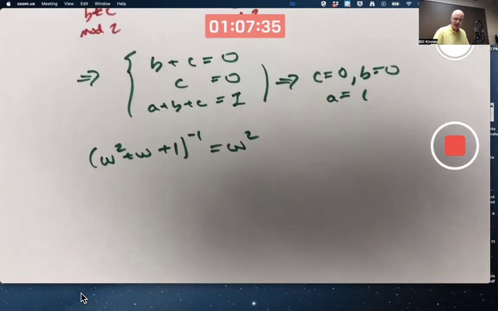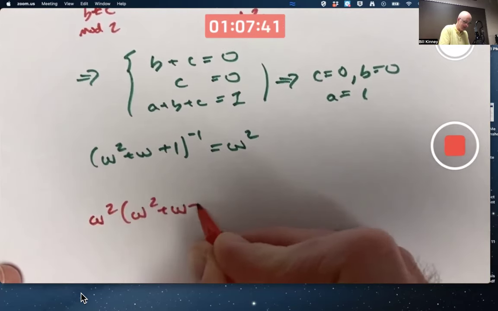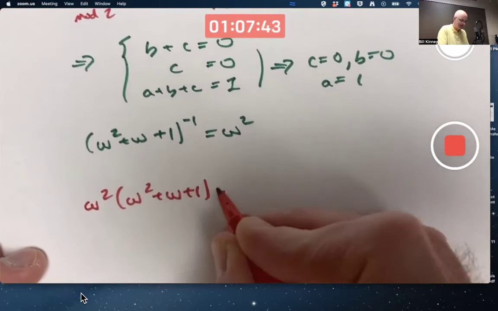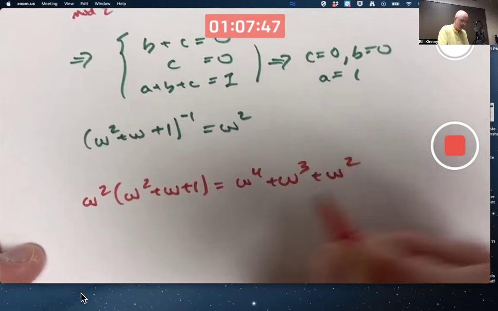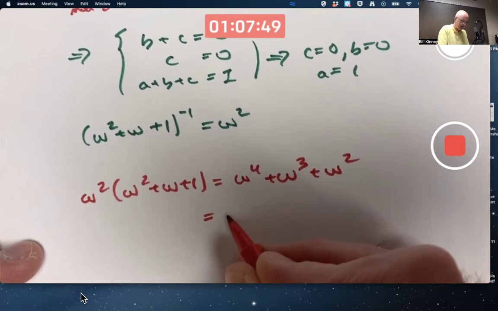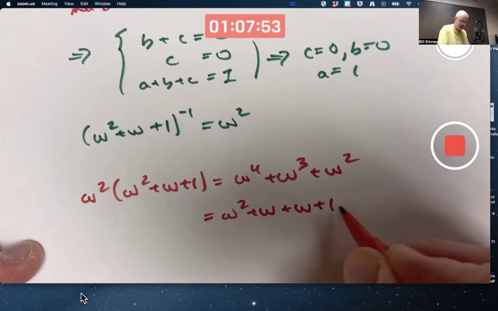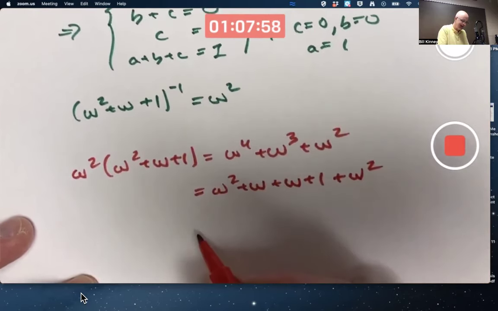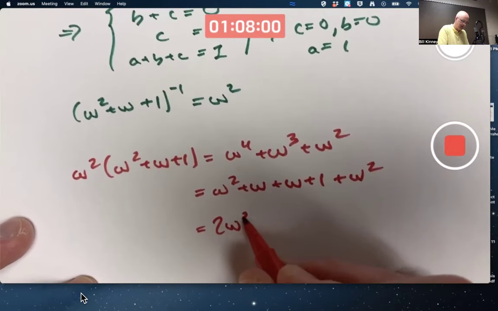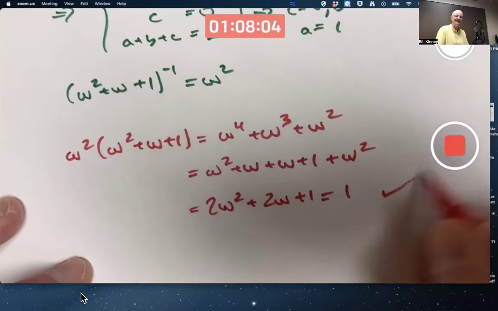Let's double check it by multiplication. Did this work, or did I continue making mistakes? Get omega to the fourth plus omega cubed plus omega squared. Replace omega to the fourth with omega squared plus omega. Replace omega cubed with omega plus 1. 2 omega squared plus 2 omega plus 1. Mod the coefficients by 2. Get 1. Yes, it worked.